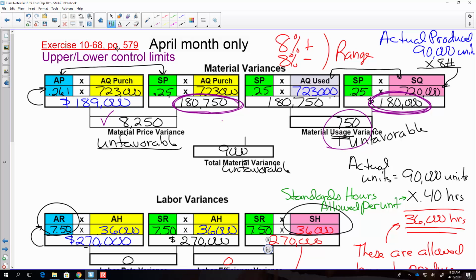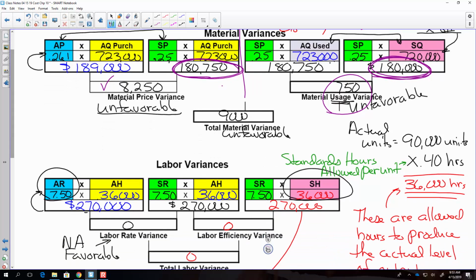Remember, I have a break here in the middle of my material because of inventory. In some cases, I will have more purchases than I will have use, right? So here I'm going to have two upper and lower limits. So I'm going to do the price one right here. I'm going to just try to squeeze it in here.